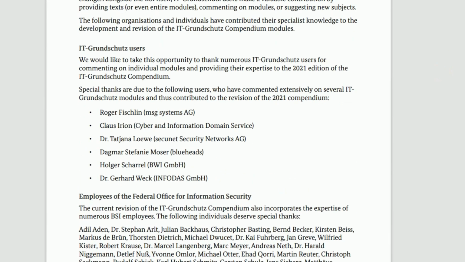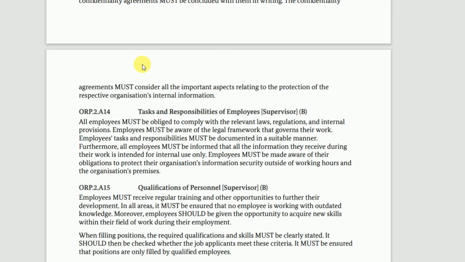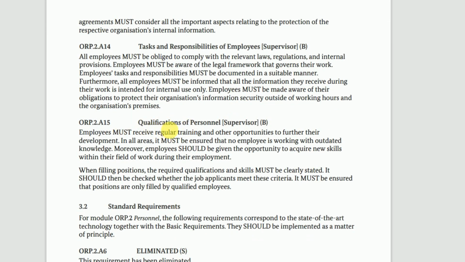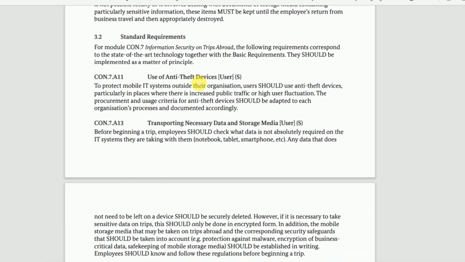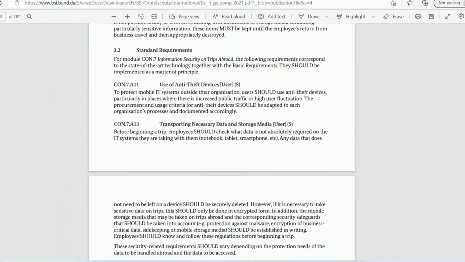And it has a collection of many Bausteins. So let's say these are the Bausteins, that is the building blocks. And every building block has a meaning, along with it some text is also there. And there will be a lot of information. Let's say if I take up ORP 2.A14, tasks and responsibilities of employees. A15 talks about qualifications of personnel, that is the supervisor control. CON 7.A11, use of anti-theft devices. So these are the building blocks.